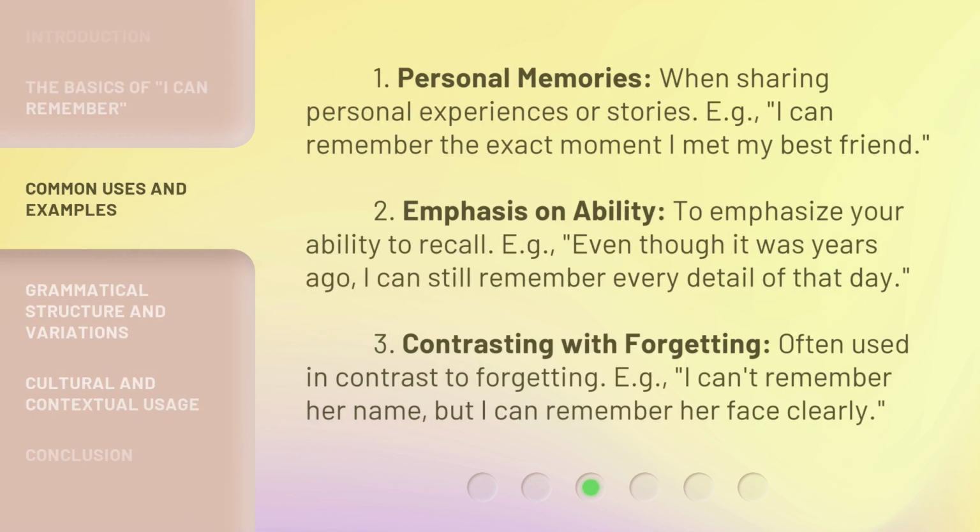1. Personal memories, when sharing personal experiences or stories. For example, "I can remember the exact moment I met my best friend." 2. Emphasis on ability, to emphasize your ability to recall. For example, "Even though it was years ago, I can still remember every detail of that day." 3. Contrasting with forgetting, often used in contrast to forgetting. For example, "I can't remember her name, but I can remember her face clearly."